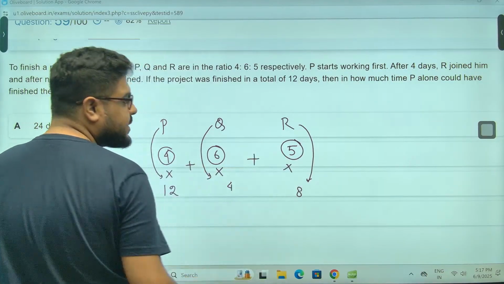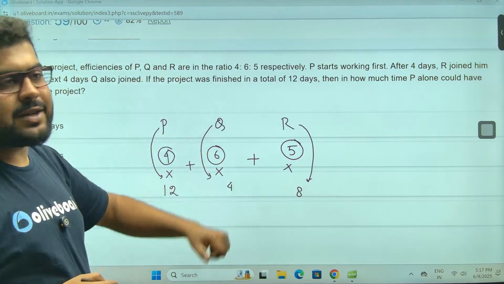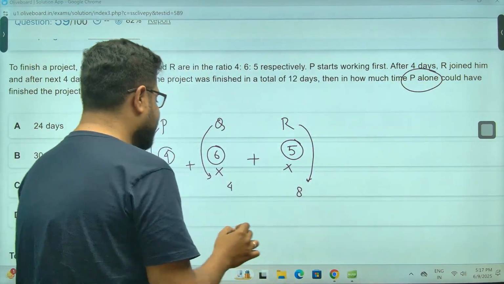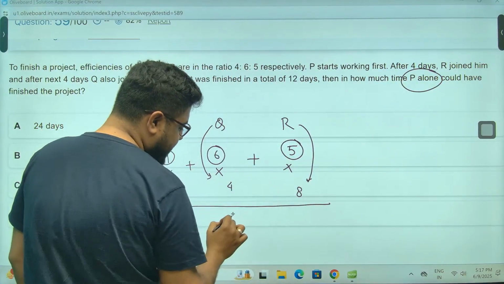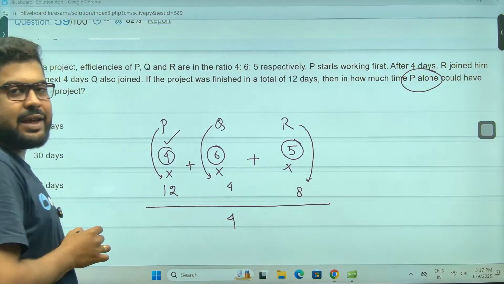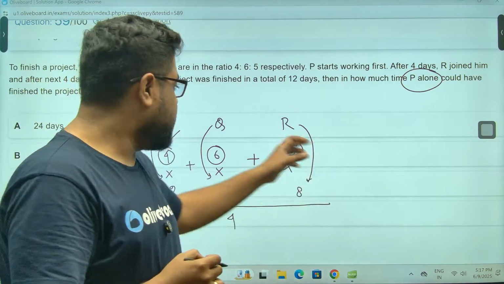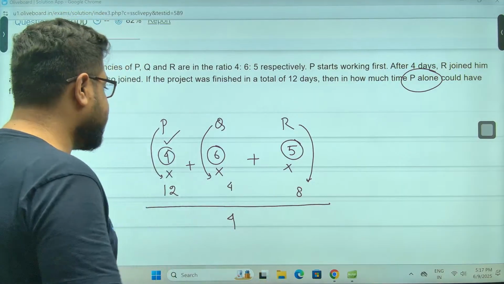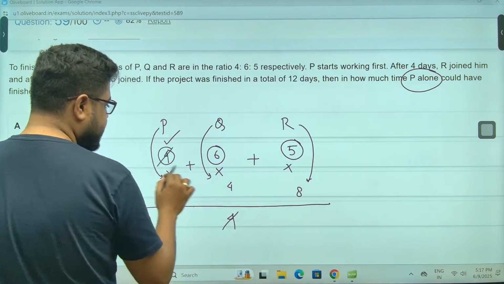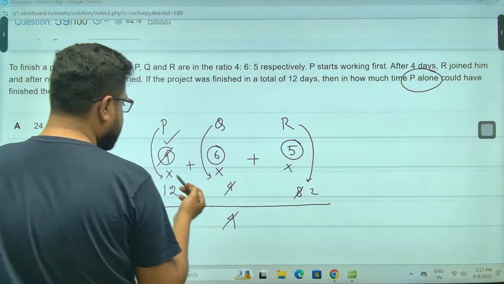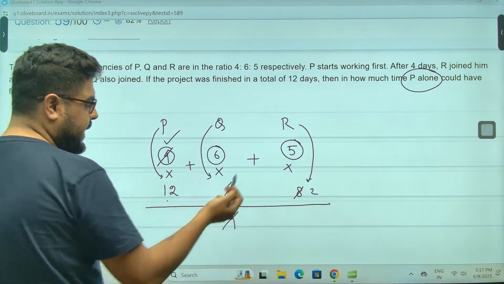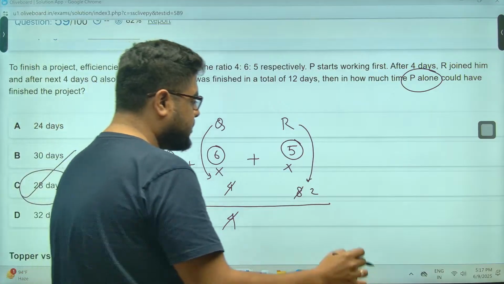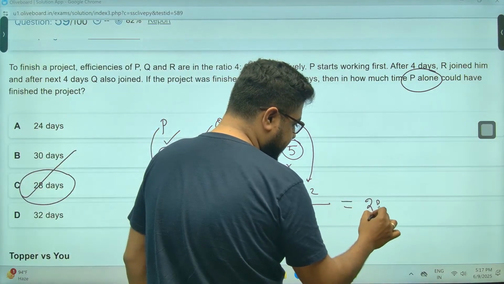Total work is this, sir. Now who will do this work? Sir, how much time P alone can do this? Sir, divide by 4 is the answer because that's the efficiency of P. एक line का question. Total work and total, like who will do? P will do, divided by P. P is the efficiency. Sir, 4 cancels. Sir, answer will be 12 plus 6, 18 plus 10, 28 days, sir. Option C. So option C it is, because it is 28, sir.